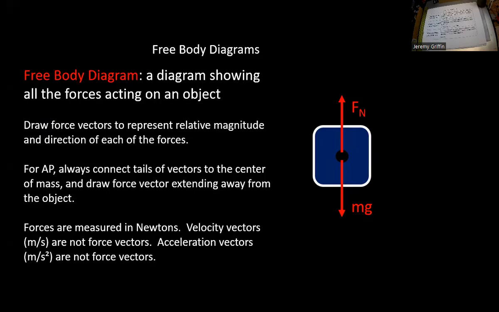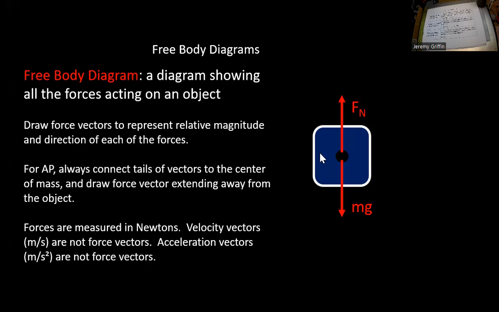All right. So I did introduce this idea to you guys, I think about a week ago. There's the definition of a free body diagram. It's a diagram showing all the forces acting on an object. And what you want to do is always draw force vectors to represent the relative magnitude and direction of the forces, right? So there's an example here off to the side.